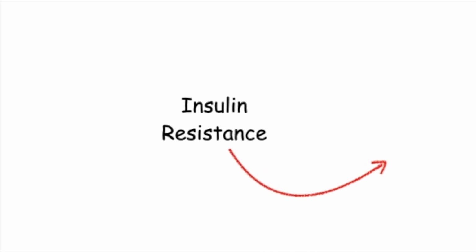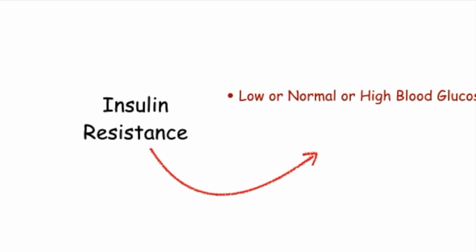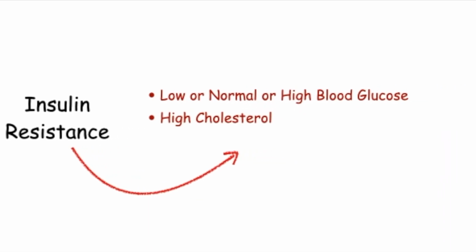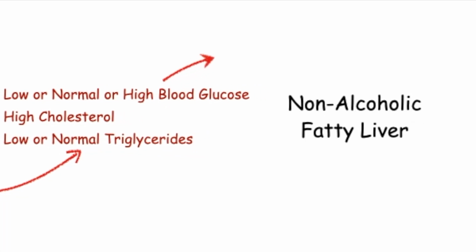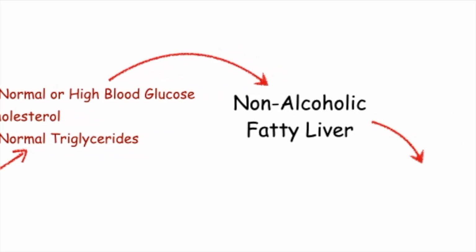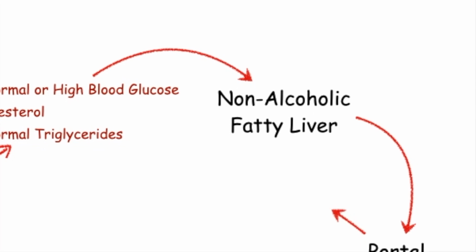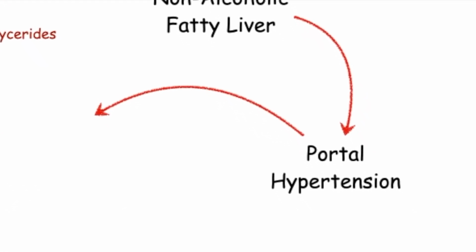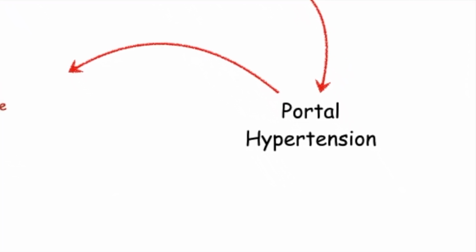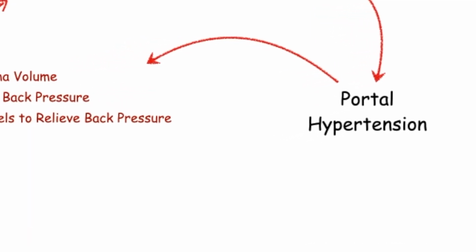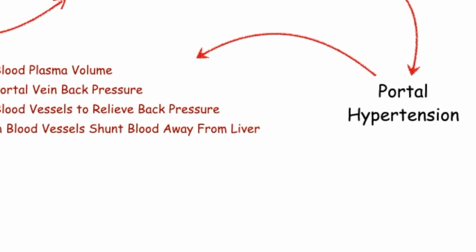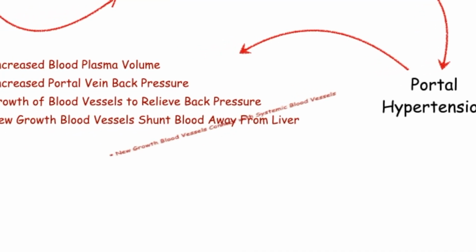Insulin resistance causes low or normal or high blood glucose, high cholesterol, low or normal triglycerides. This causes sludge to build up in the liver, known as non-alcoholic fatty liver. Non-alcoholic fatty liver gives rise to portal hypertension by increasing blood plasma volume, which increases portal vein back pressure, stimulating the growth of new blood vessels to relieve back pressure.